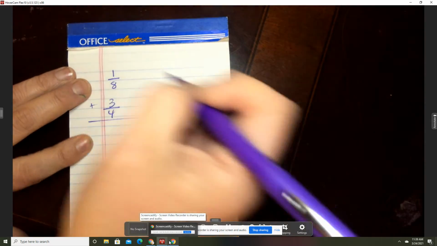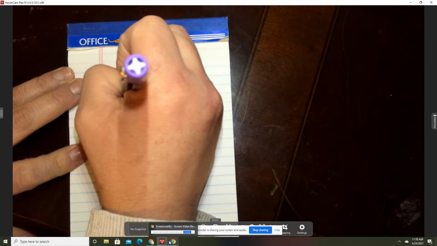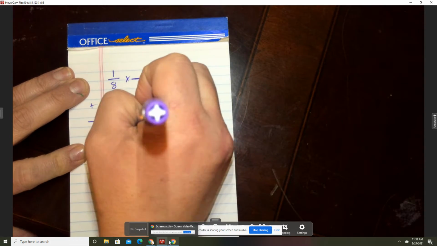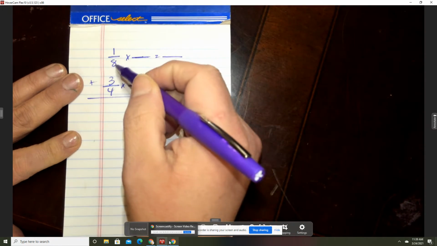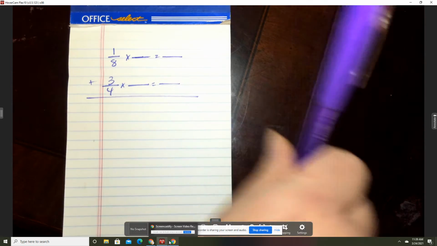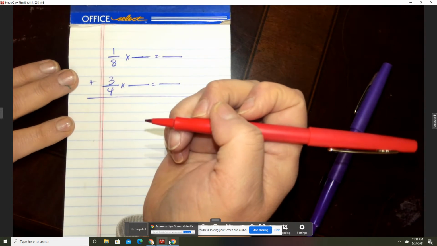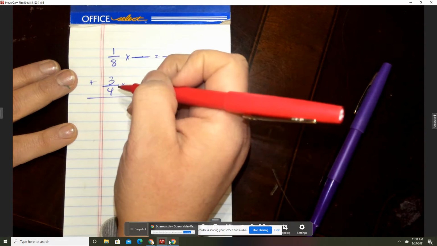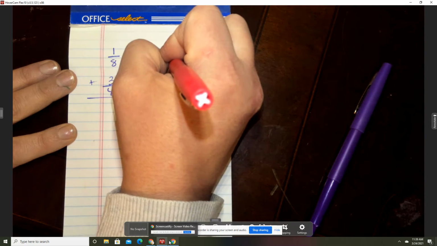So from here, we're going to set up our problem. Now, looking at 8 and 4, we know that we need a common denominator. Can 4 go into 8? That's the first question you need to ask yourself. Can 4 go into 8? Yes, it can go into 8 evenly without a remainder. So we're going to use 8 as our denominator.